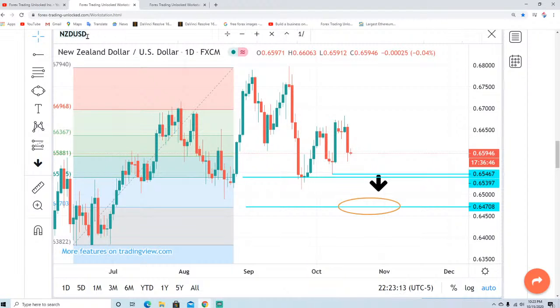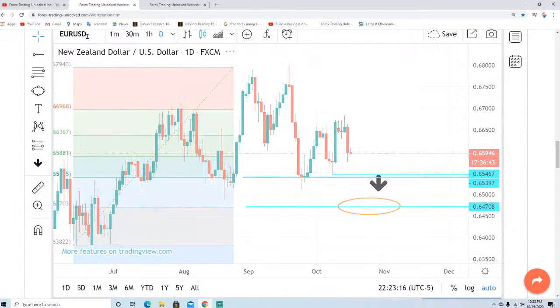So now let's go back to Euro U.S. dollar real quick. See where we're at.